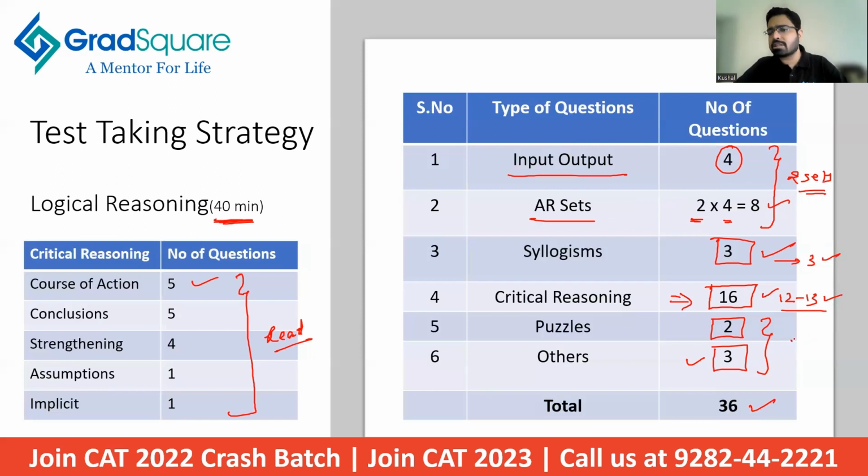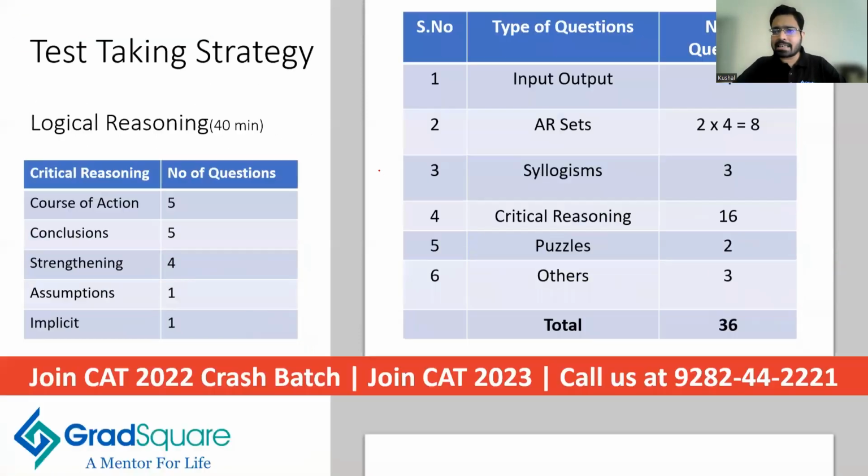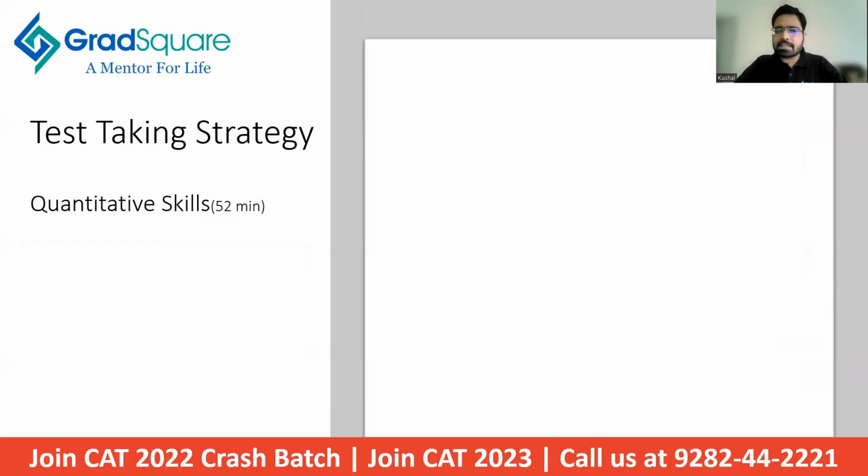And out of these 5 questions, if I can get about 3 correct, then I'm looking at a paper of roughly 24-25 questions correct, and that should be sufficient for you to sail through the cutoff of this paper. But make no mistake, to my mind, this is the most challenging section in this entire paper. Let's move on to the next section, the quantitative skills section, which has got 52 minutes.